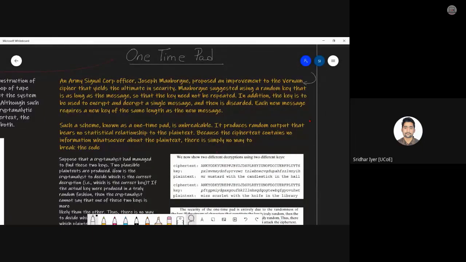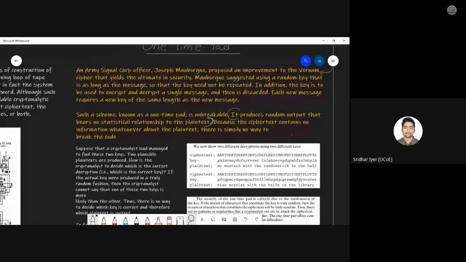This is a very minor change, but a very effective one. Again, have a look. This particular scheme produces a random output that bears no statistical relationship to the plain text. Why is it so? Because the key is not getting repeated, so you won't get any statistical patterns as opposed to the previous one. In this case, we are having a very long key that has to be as long as the message. Am I clear? So if my message is 30 bits in size, I will take 30 bits of the key, and I will discard that key once the encryption process is over.